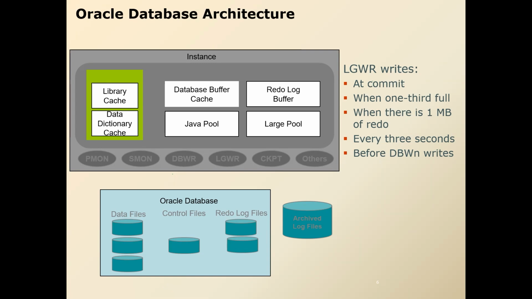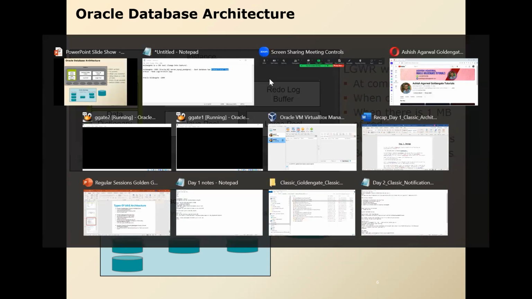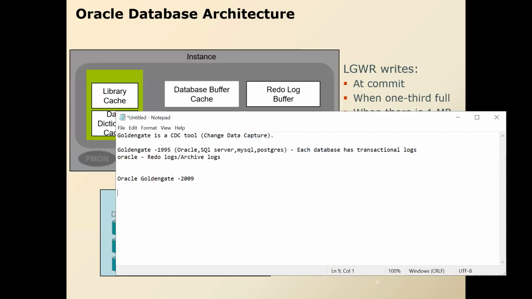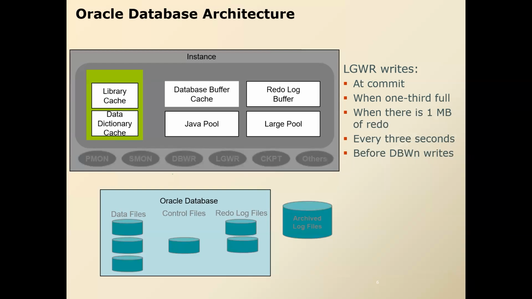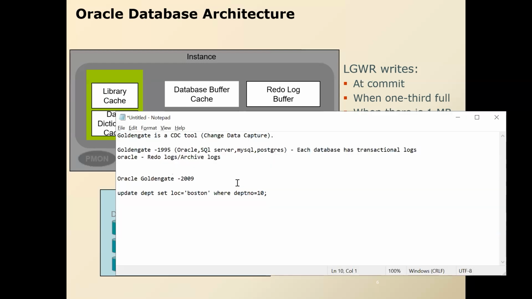So the thing is, at the database level, say for example, at your SQL server or your Toad or SQL prompt, you ran one command, which is: update dpt set location equal to Boston, where department number is equal to 10. Now what will happen is, this is a change which is made to the database.